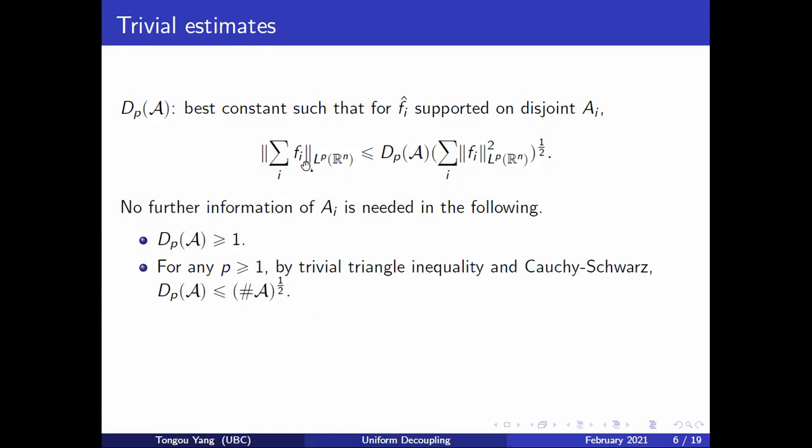On the other hand, if we don't know the information of the f_i's at all, we can still always bound the left-hand side by the triangle inequality of the L^p norm first, and then apply the Cauchy-Schwarz inequality. The result is that the decoupling constant is always bounded above by the square root of the cardinality of the script A. And another very important observation is that when p is equal to 2, actually this is equal to 1. This is very easily seen by Plancherel's identity, because if p is equal to 2, you could just transform the left-hand side to its Fourier transform, and use the fact that the Fourier supports are disjoint. This is also a very important assumption.